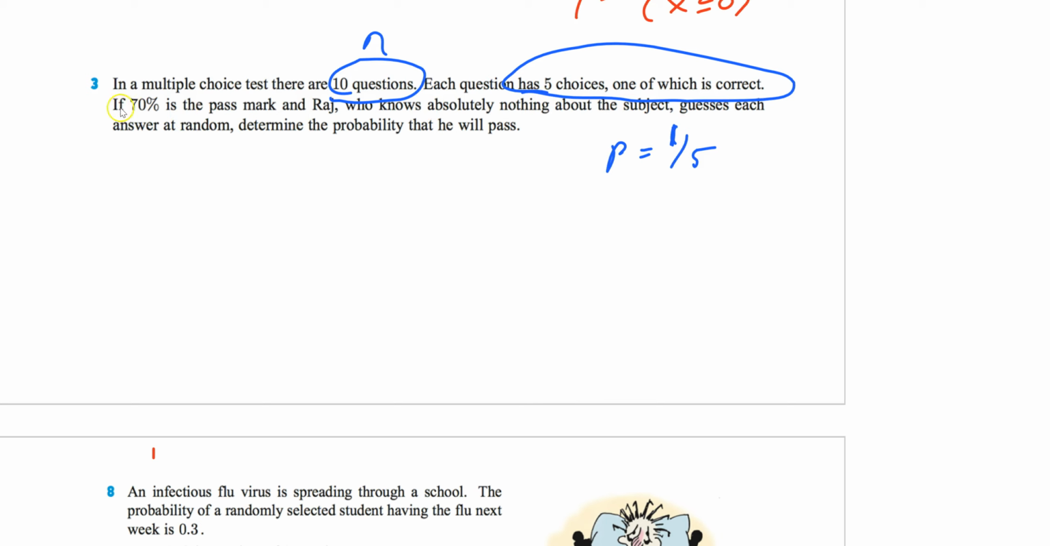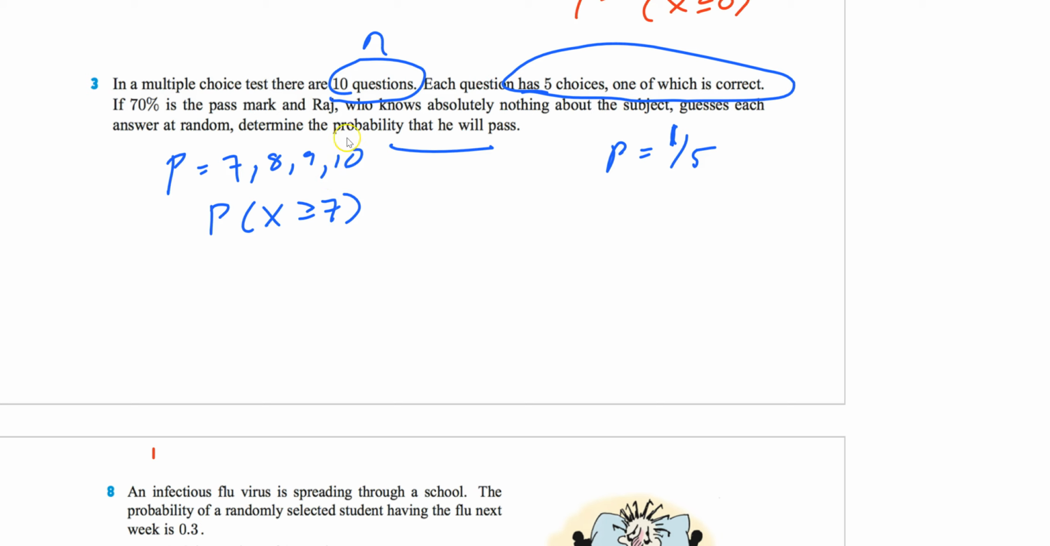If 70% is a pass mark, and Raj knows absolutely nothing about the test, what's the probability he will pass? So here's the thing. That's your pass mark. So you think, okay, pass is 7, right? Get 7 questions right. No, actually, that's a barely pass. He could pass by getting 7, or 8, or 9, or 10. So the probability is actually that you get greater than or equal to 7, right? All those are passing. So you could do probability 7 plus probability 8 plus probability 9 plus probability 10.